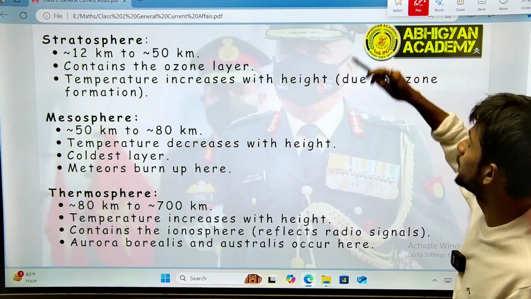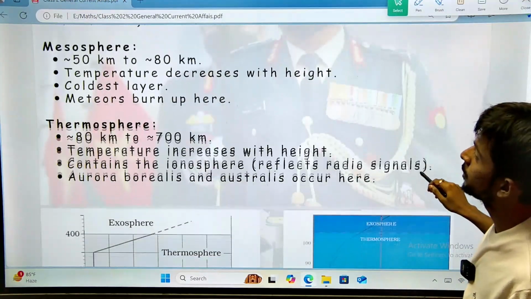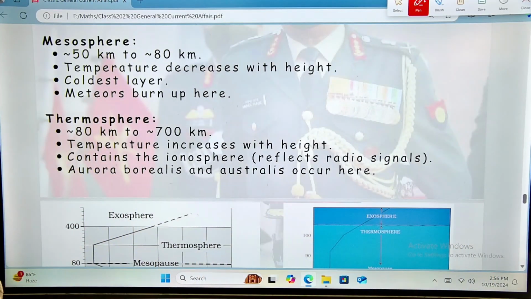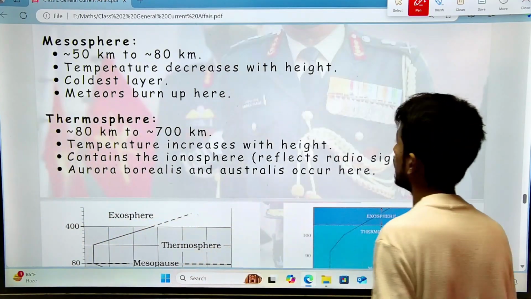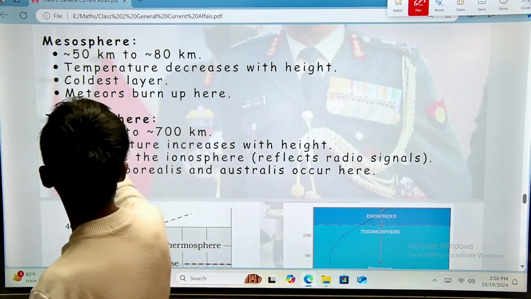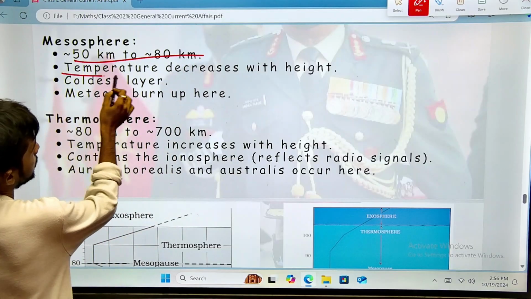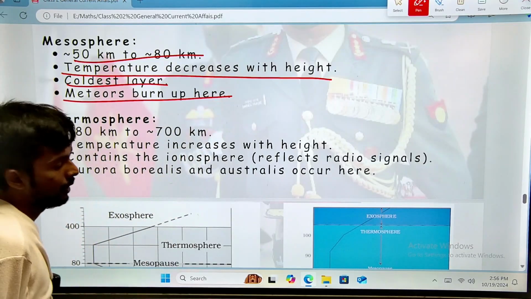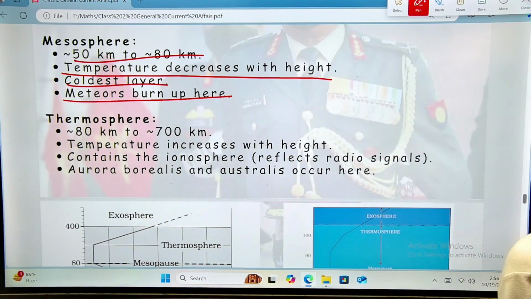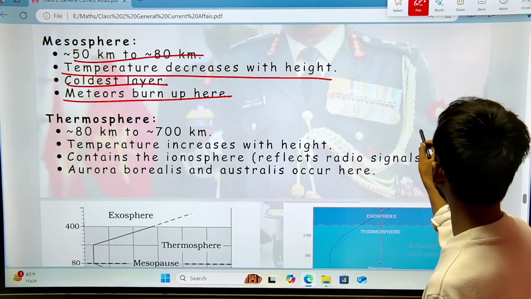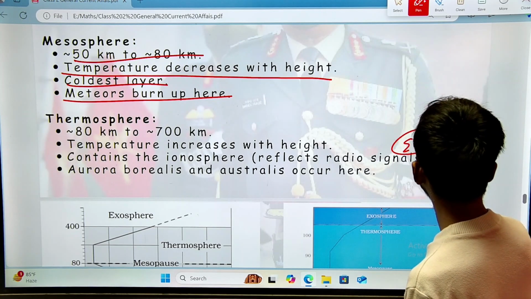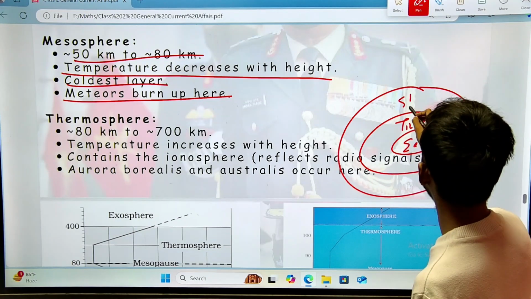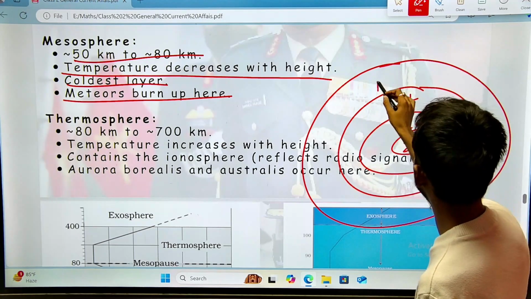So we studied about troposphere, we studied about stratosphere. Now we are moving to our next layer, that is mesosphere. The mesosphere is the third layer, obviously 50 kilometer to 80 kilometer in range. Temperature decreases with height, it is the coldest layer, and meteors burn up here. Now why again does the temperature decrease with height?